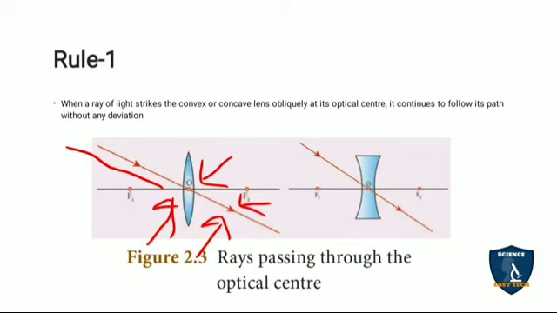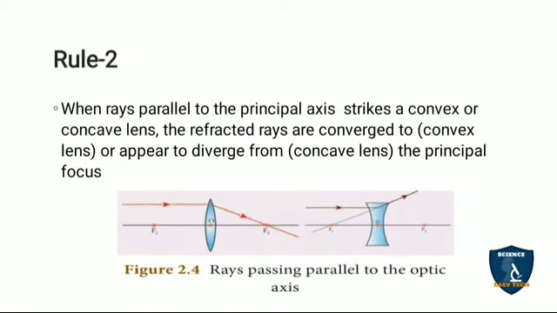So, when a ray of light strikes or touches the optical center of the lens, the ray goes to the other side without any deviation. Same concept in concave lens. Here also, when a ray of light strikes or touches the concave lens, it continues to follow its path without any deviation.